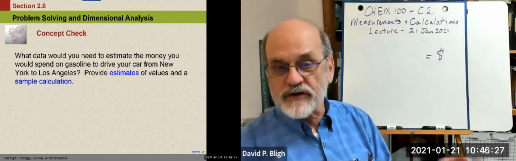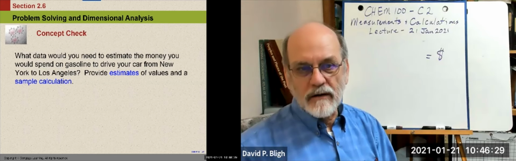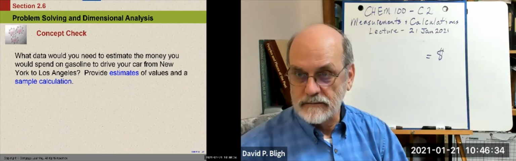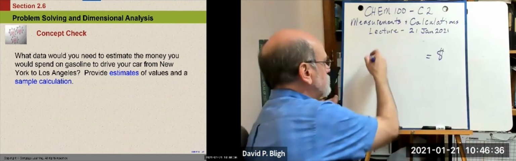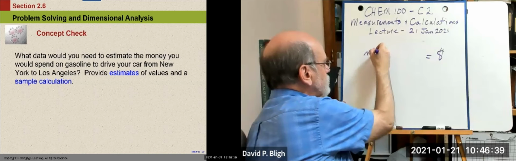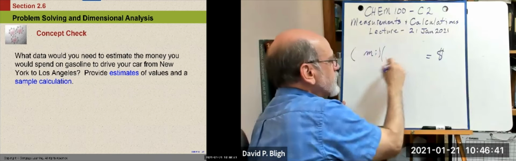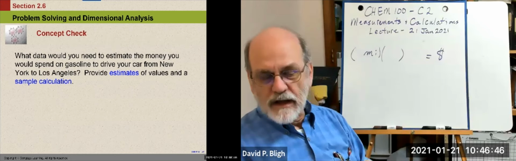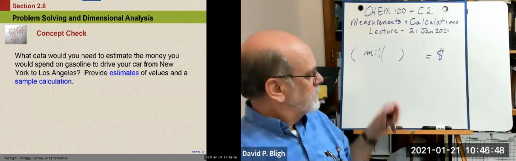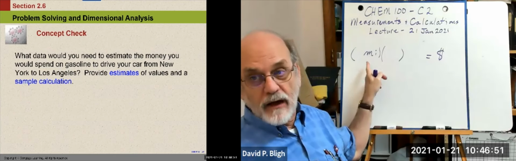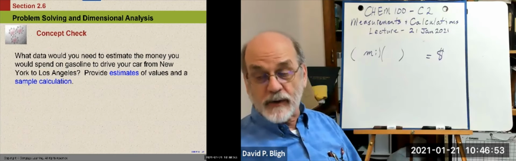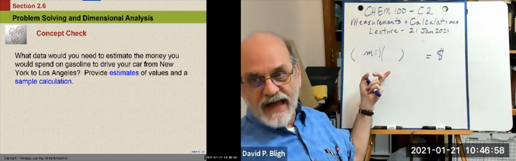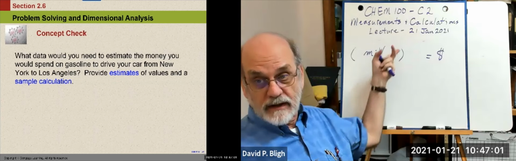Okay. Where are you going to start? Well, the logical place to start is, how far is it? How many miles? So many miles. So then you need to convert miles into dollars. Right. So what factors do you know that will convert miles into something else? Well, with a car, miles per gallon is what comes to mind here. So many miles per gallon of gas. So that means miles on the bottom, gallons on the top, right?